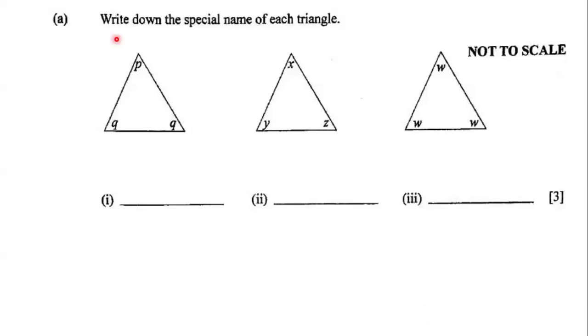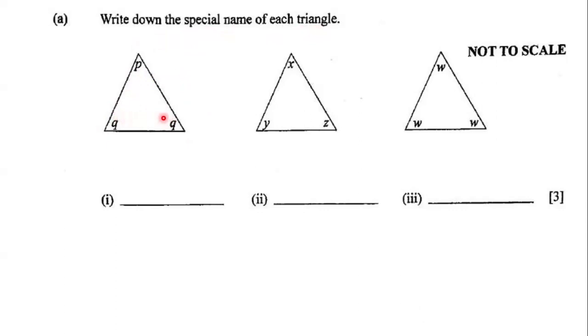Here, our goal is to write down the special name of each triangle. Let's consider this triangle. Notice we have P, Q, and Q. These are the angles of the triangle. Notice that this is Q and this is Q, which means that these two angles are the same. So we're looking at a triangle that has two angles that are equal in measure.